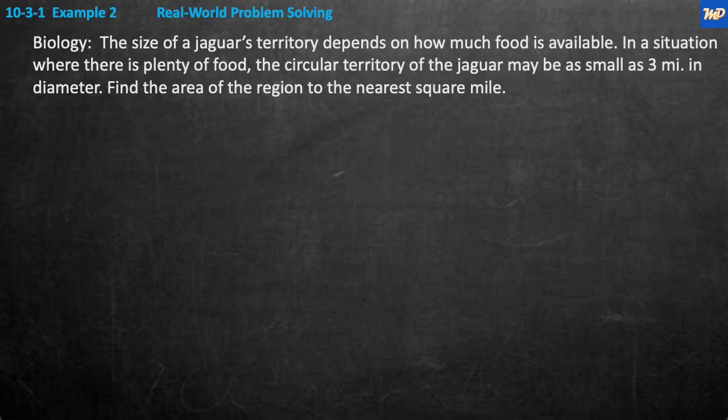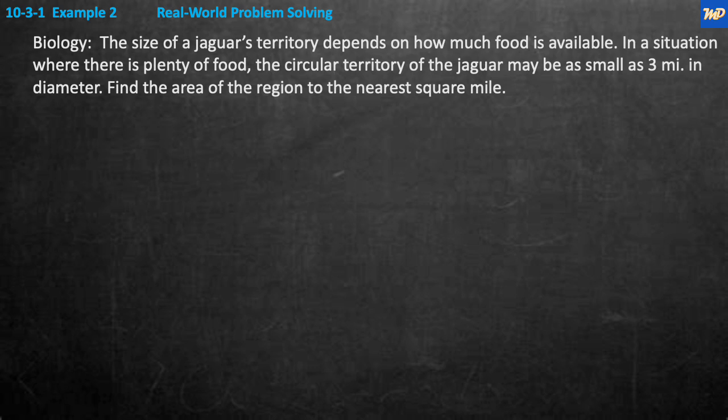Here's a real-world problem in example two. It's a biology issue. The size of a jaguar's territory depends on how much food is available. In a situation where there is plenty of food, the circular territory of the jaguar may be as small as 3 miles in diameter. Find the area of the region to the nearest square mile.